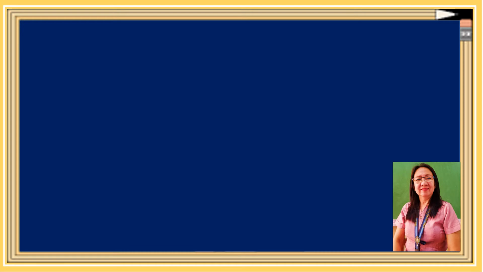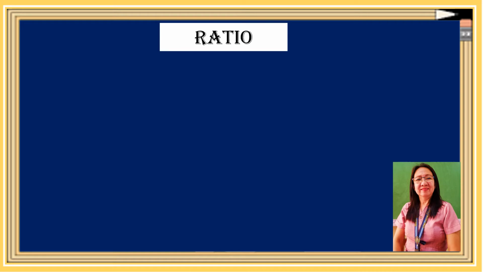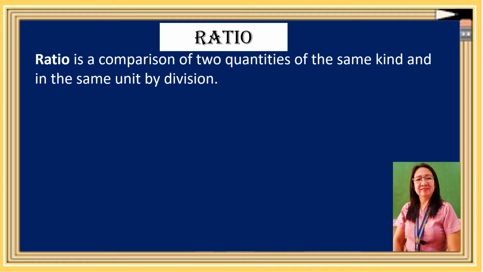The idea of proportion starts with the ratio. So let us recall the ideas about ratio. It is defined as the comparison of two quantities of the same kind and in the same unit by division. So remember, we are comparing two quantities in a ratio. In symbols, it can be written in two ways: the ratio form itself or the fraction form. In both ways, the ratio is read as A to B.